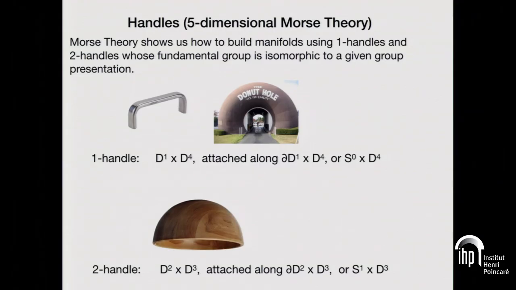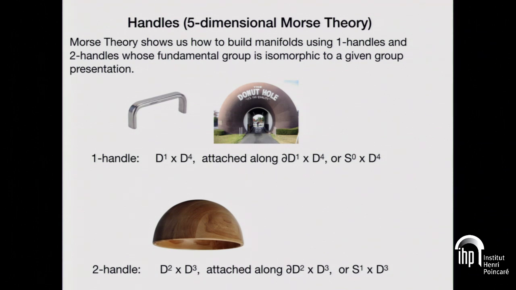So to see how to construct M, I have to use a little bit of Morse theory. Morse theory tells us, if we're given a group, how to construct a manifold whose fundamental group is equal to that group. So let me just give you a quick introduction to Morse theory. In Morse theory, you build manifolds up using handles. Handles are balls which are glued successively onto a ball until you get any smooth manifold.